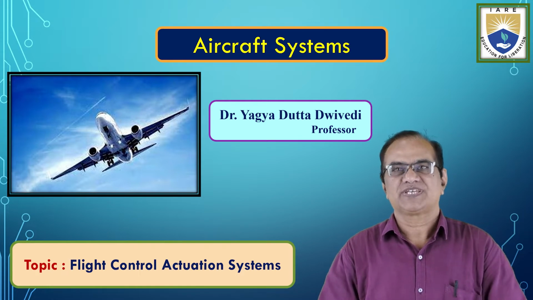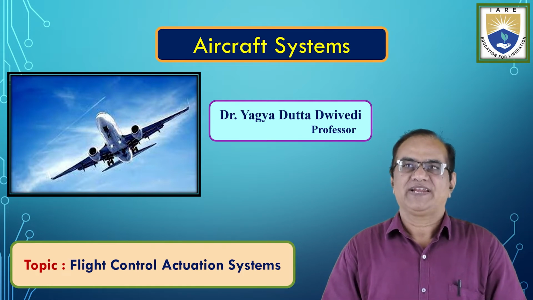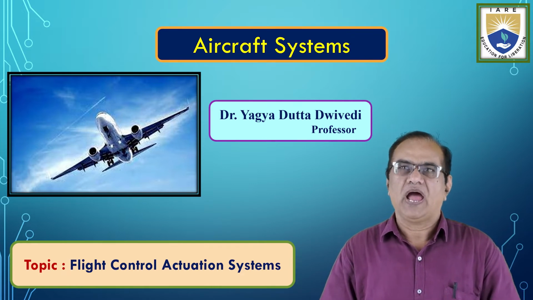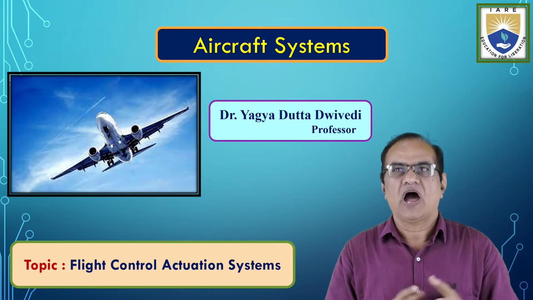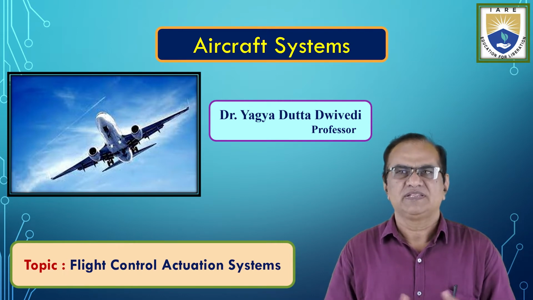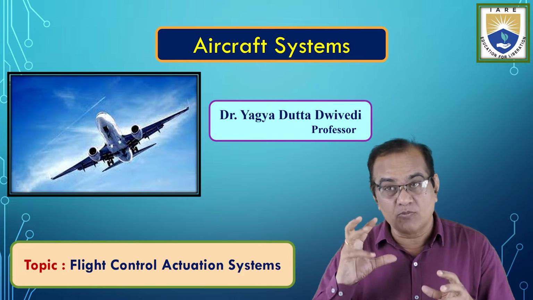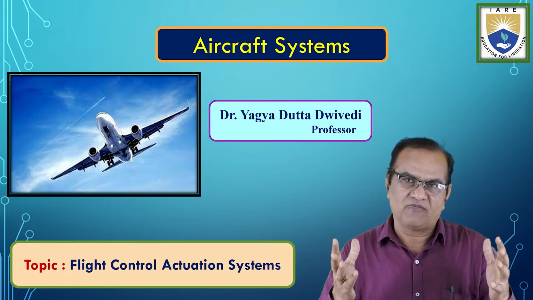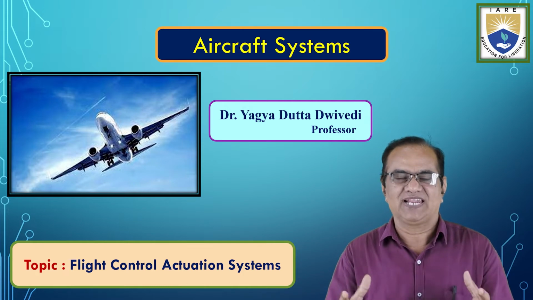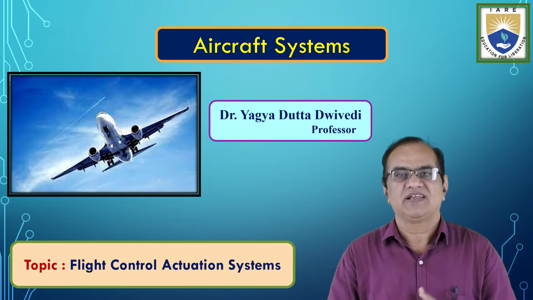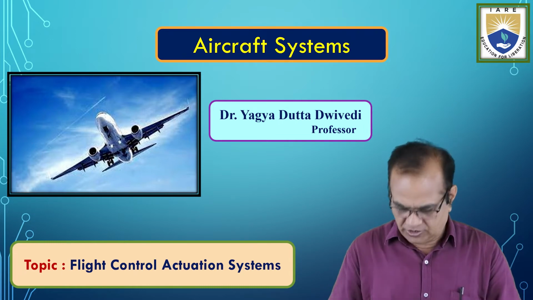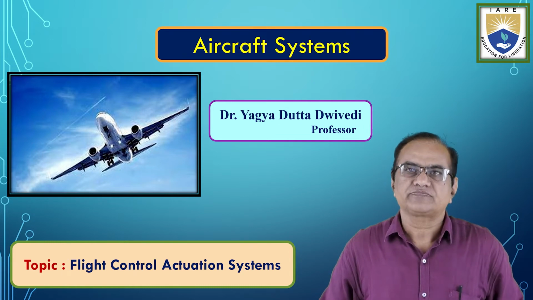Today I am going to discuss the flight control actuation system. As of now, I have covered the different types of flight control and how they work. But how are these things moved? Actuation means how the motion of the flight controls, like the elevator, aileron and rudder, is achieved. That is the objective of today's topic.